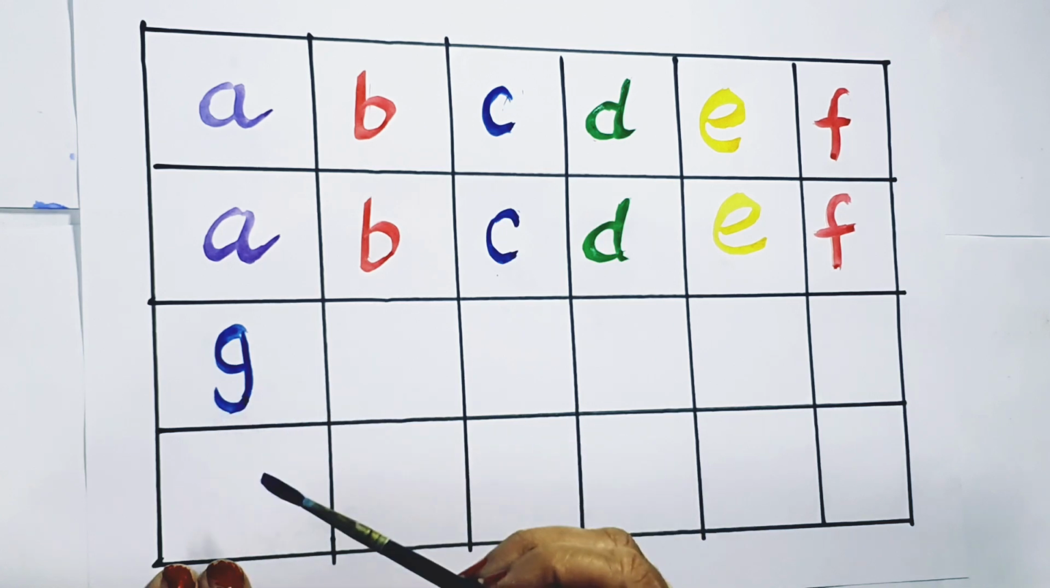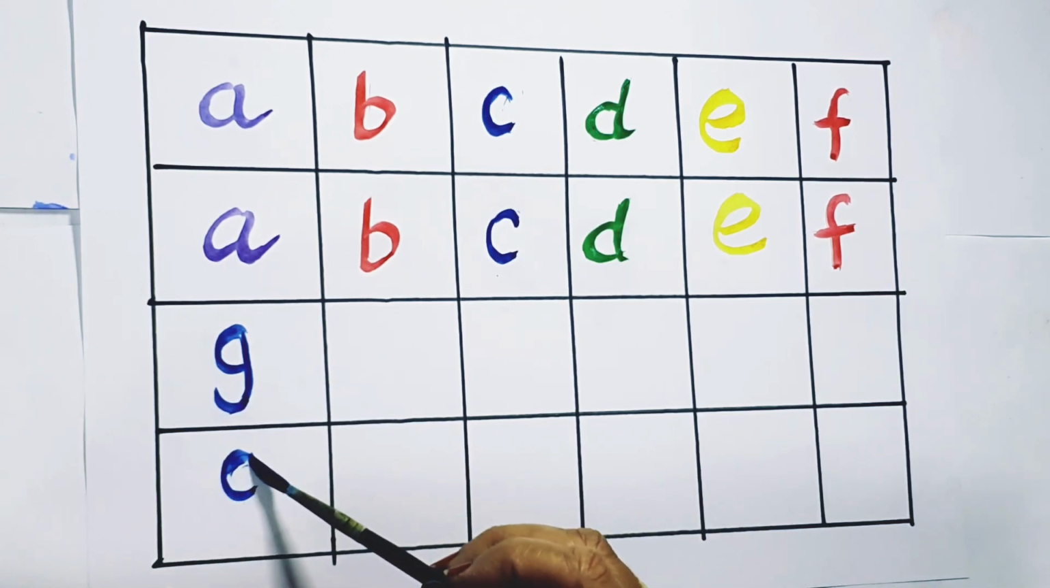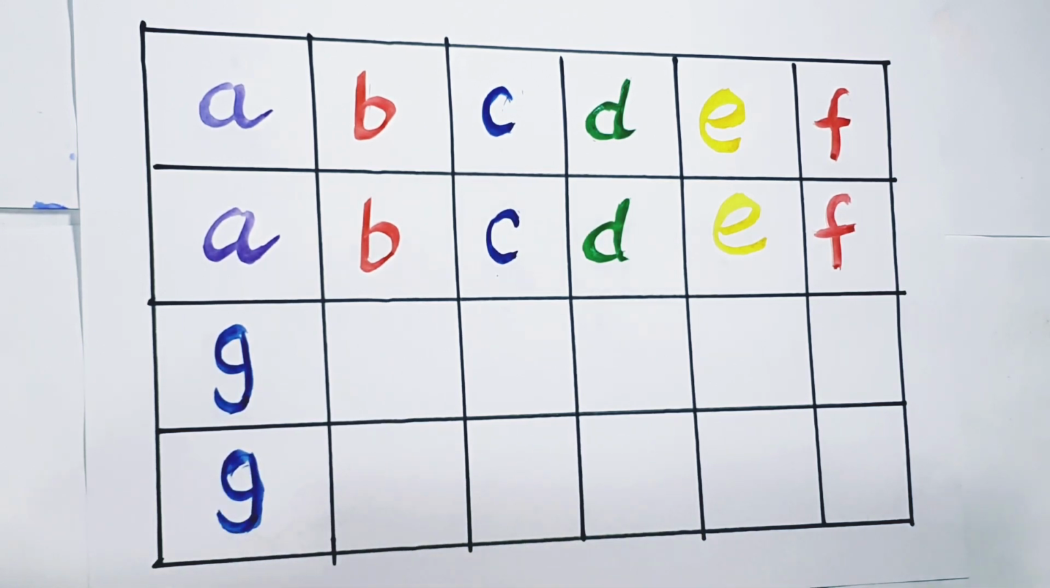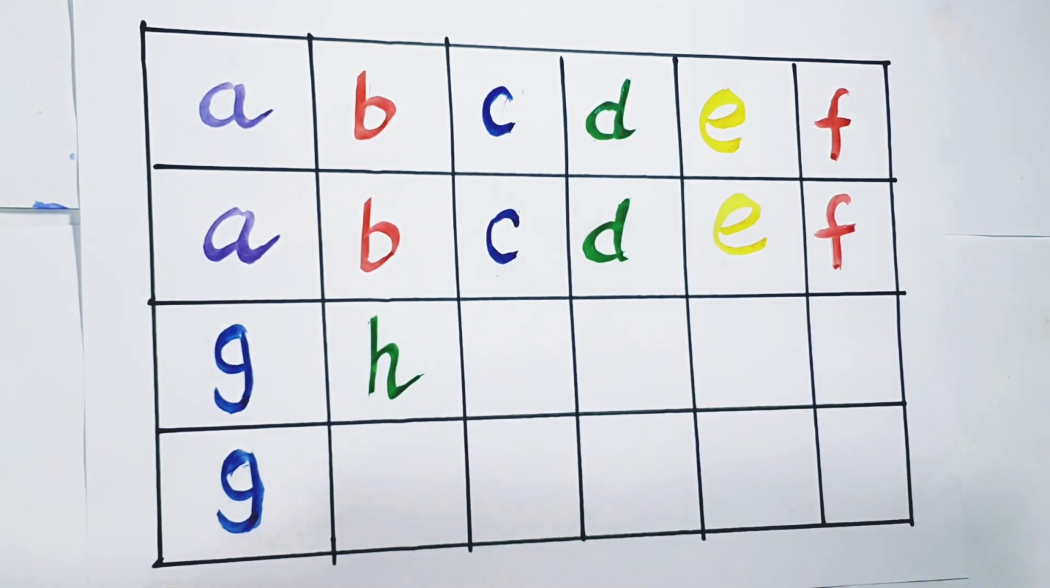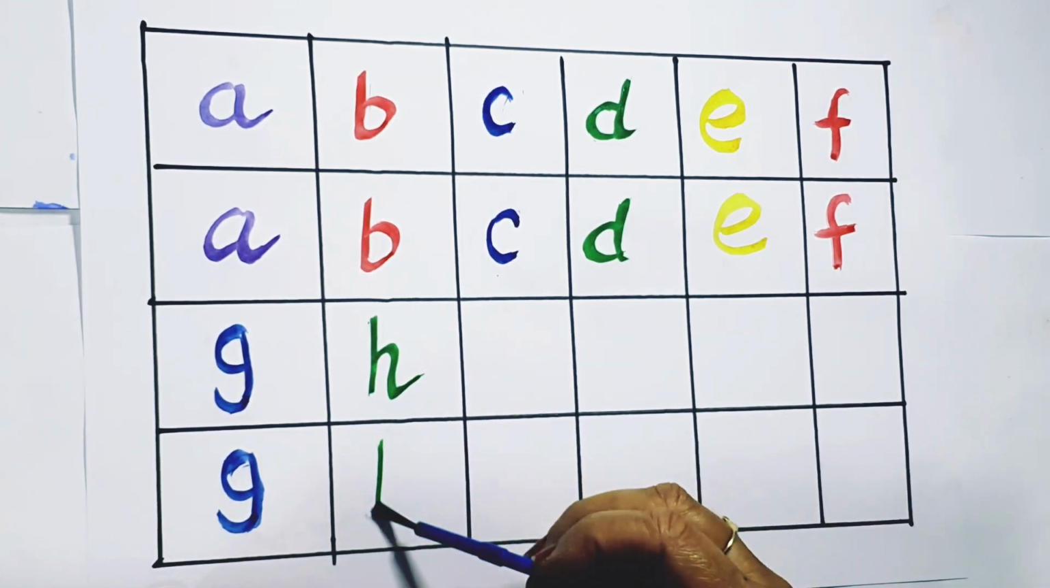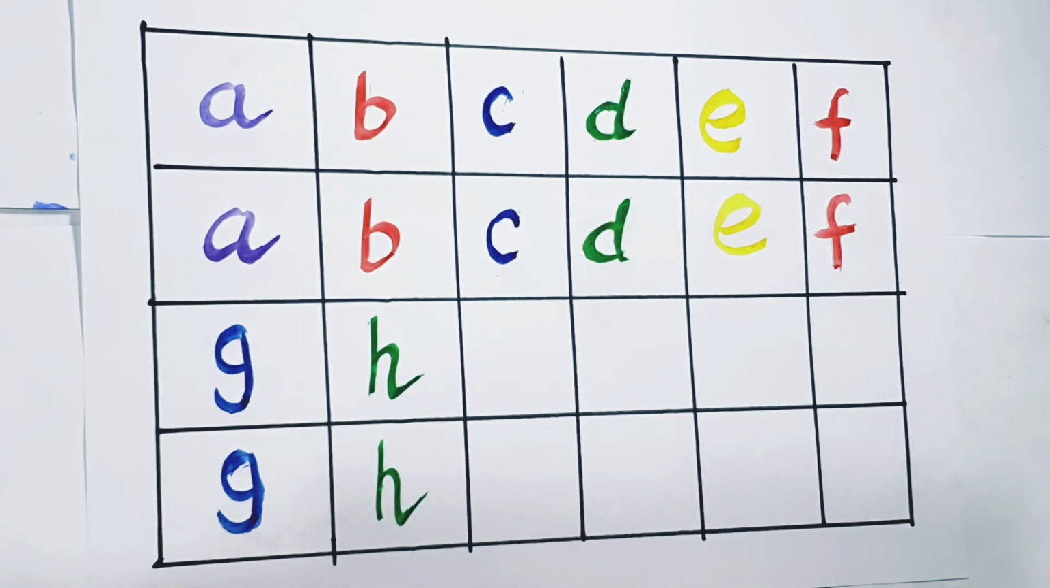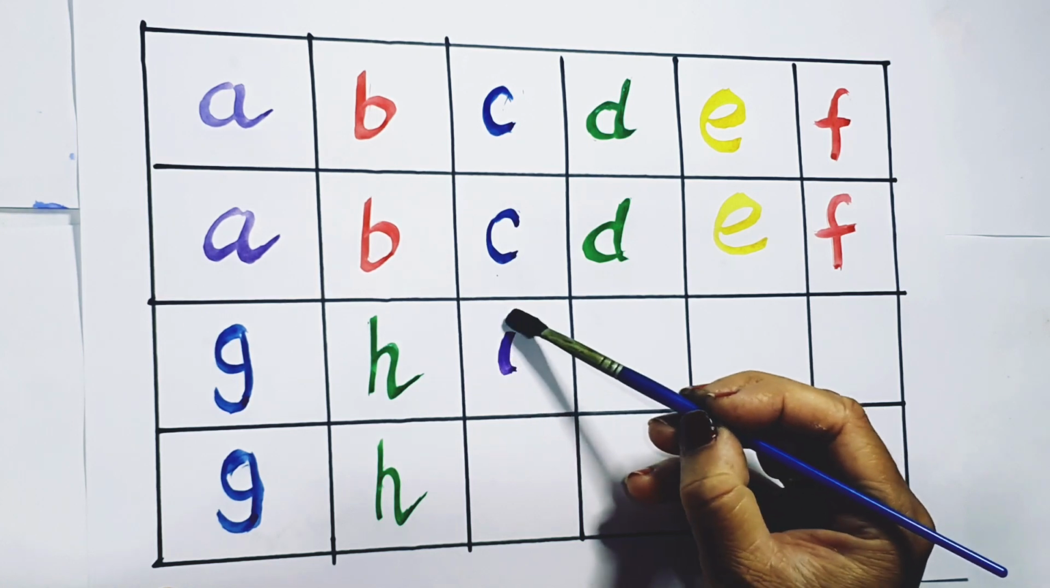G for goat. G for girl. H for house. H for home.